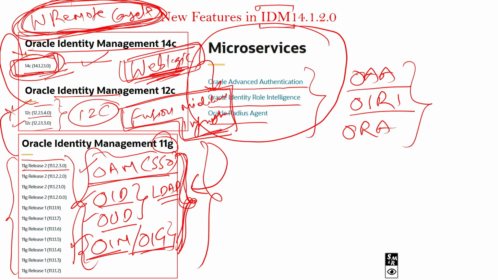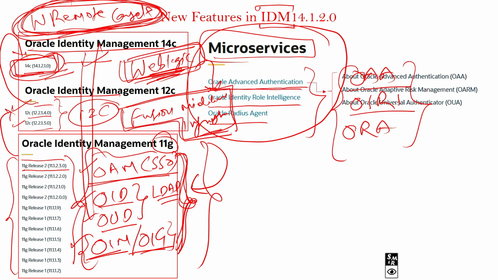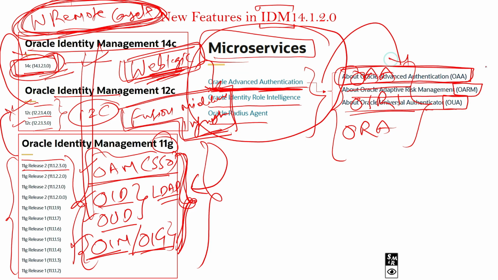Okay, so these are the different identity services from Oracle, apart from the stack we have discussed, which is specifically designed for microservices. Now, when we talk about Oracle Advanced Authentication, it has three components. One is Oracle Advanced Authentication, called OAA. Second is Oracle Adaptive Risk Management, called OARM. And third is Oracle Universal Authenticator, OUA. So this Oracle Advanced Authentication has three different components: OAA, OARM, and OUA.